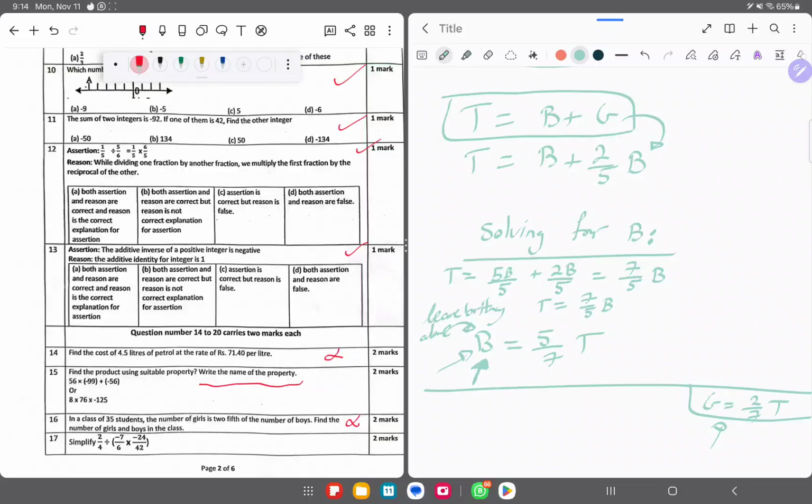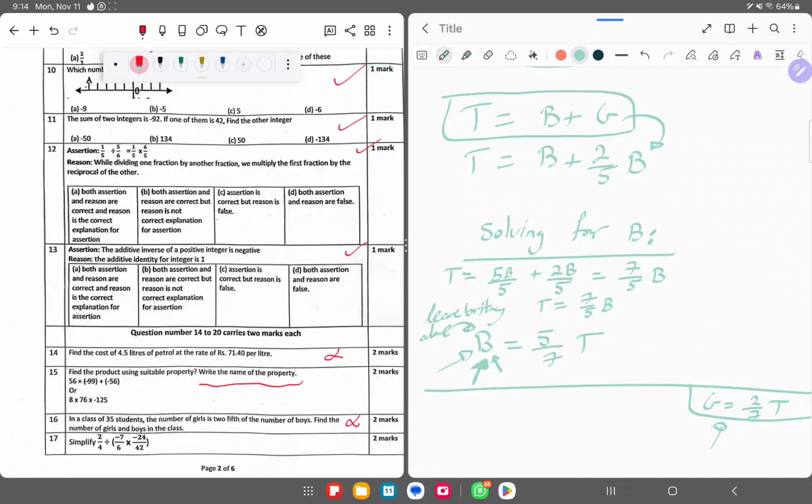Anyways, I would always say leave Brittany alone, like leave the variable alone. Yes, leave it alone. It likes to stay alone. So if it's alone, this is what I'm getting: the number of boys. So 5 over 7 from the total.